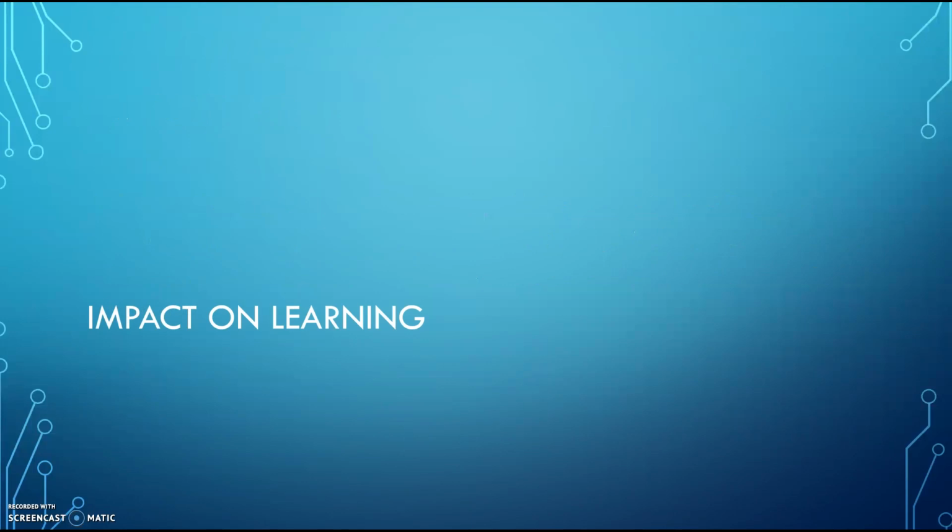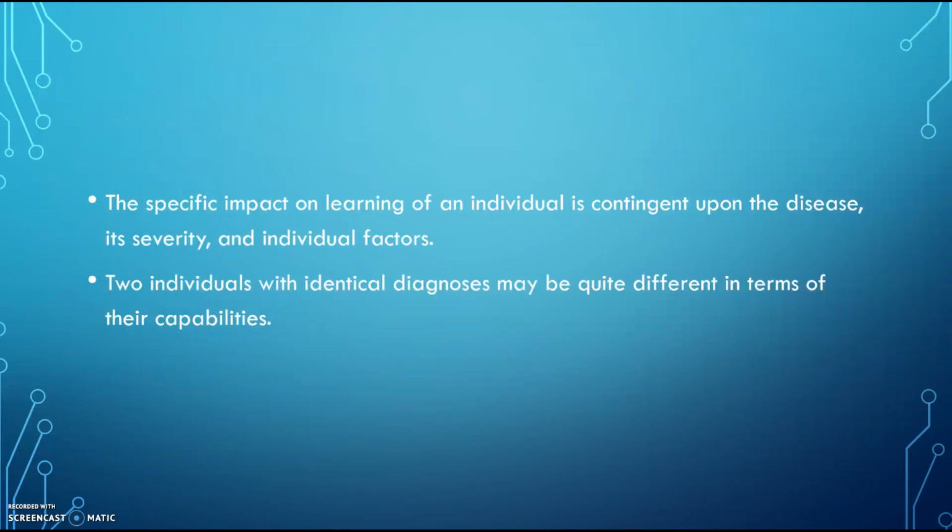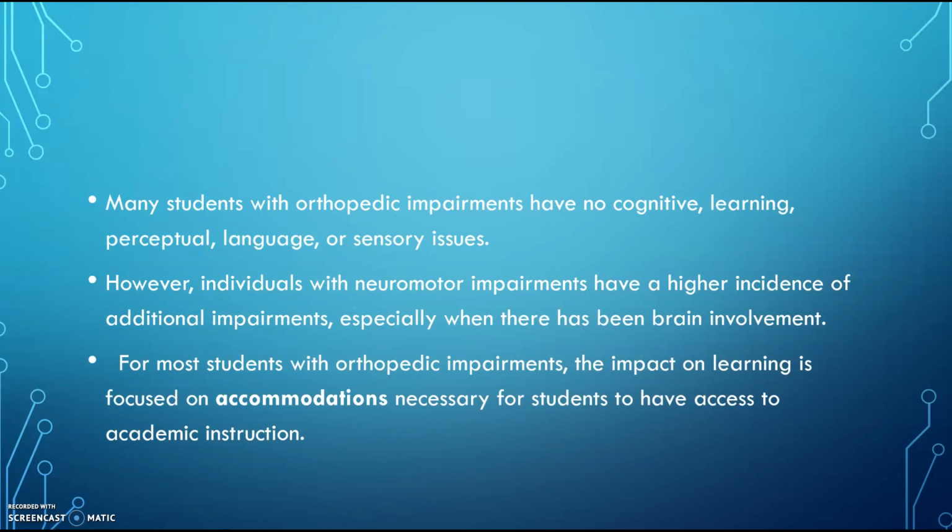So what is the impact on learning? The specific impact on learning of an individual is contingent upon the disease, its severity, and individual factors. So 2 people could have the same diagnosis, but they may need quite different assistance in school because of their different capabilities. And so just keep that in mind. Not every student with the same disability will need the same assistance.